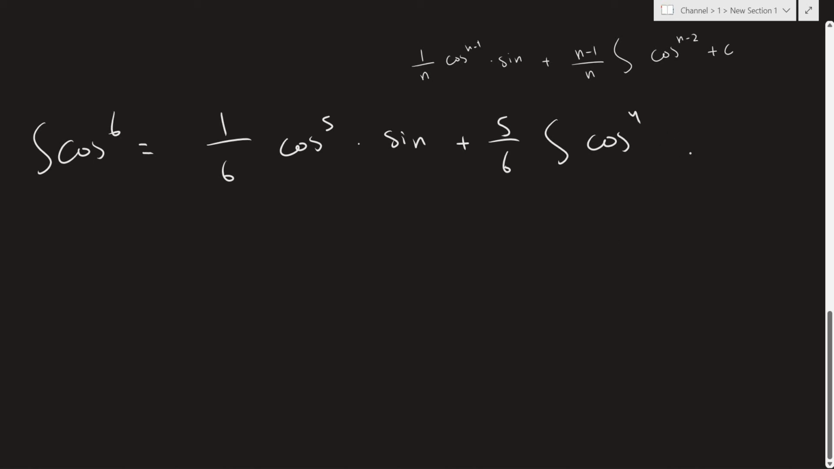The problem is we have the integral of cosine power 4 again. So all I'm going to do is we have 4 as n now. So n is equal to 4. So I'm going to use exactly the same formula. I'm going to replace this though.